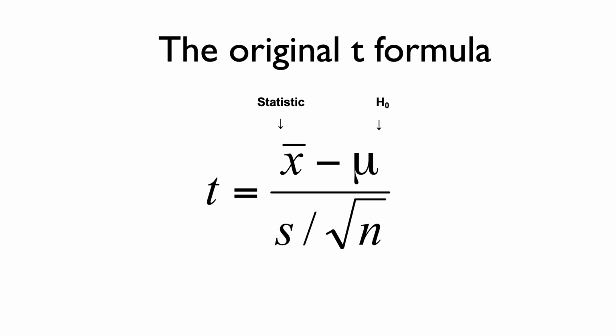That's the H0. Because for a one sample t-test, you're just saying that mu sub 0 equals 100 or is greater than 100 or something like that, for the IQ example. So that's where our H0 goes. So it's statistic minus H0 divided by error. Error is just some measure of spread. So really, t equals statistic minus H0 divided by error. So that's what t is.